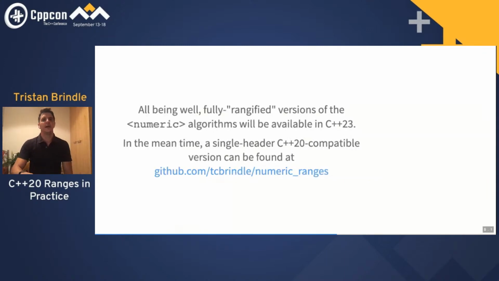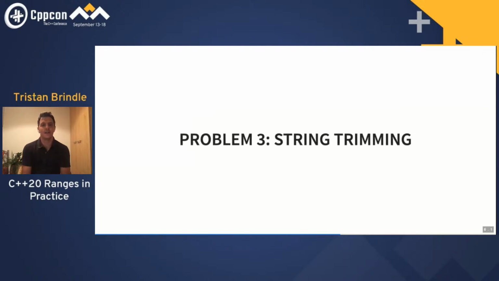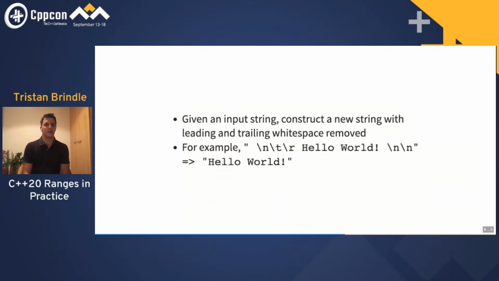So without further ado, let's move on to our third problem for today, which is string trimming. This is my favorite. I've been looking forward to this one. So here's our problem statement this time around. Given an input string, we want to construct a new string with the leading and trailing white space removed. So if we have this string with a bunch of junk at the front, space, new line, tab, etc., at the front and at the rear, we want to get rid of it and just return hello world.